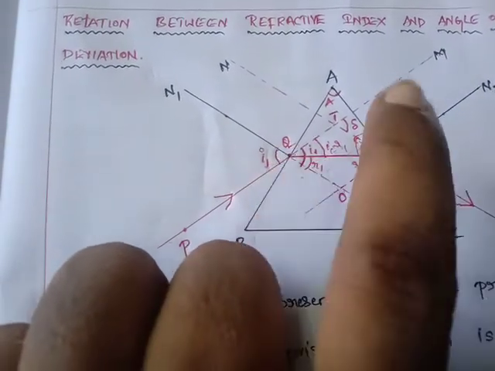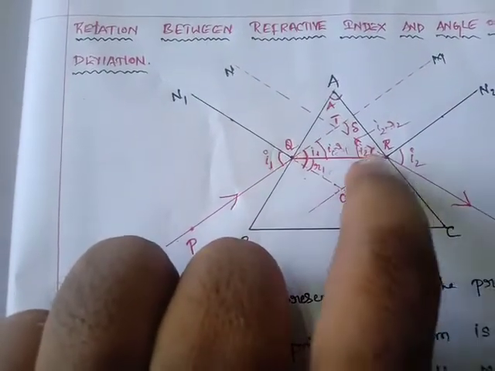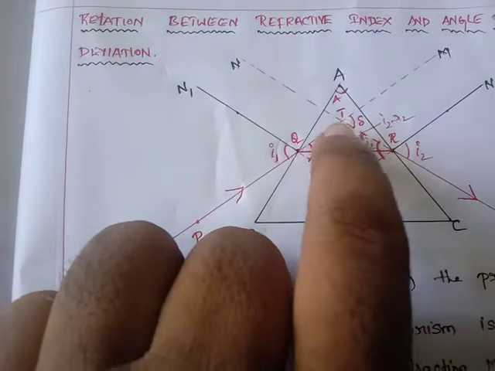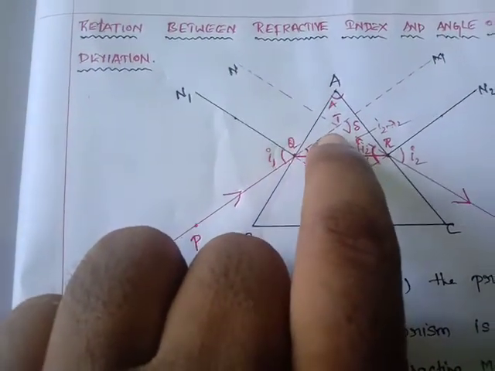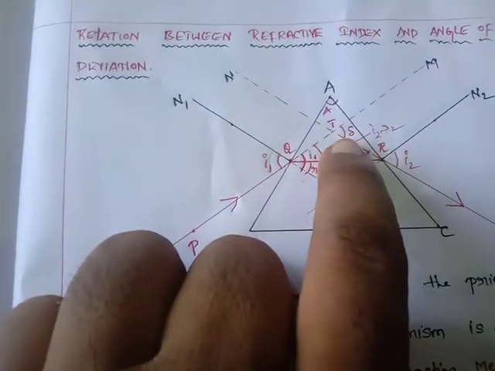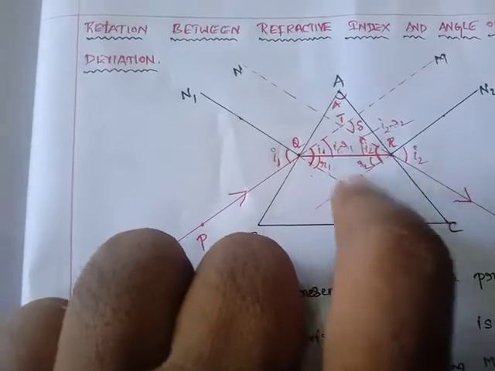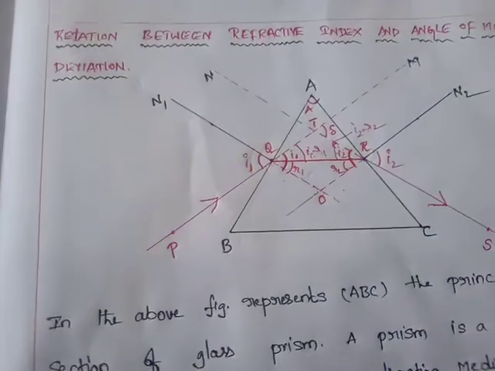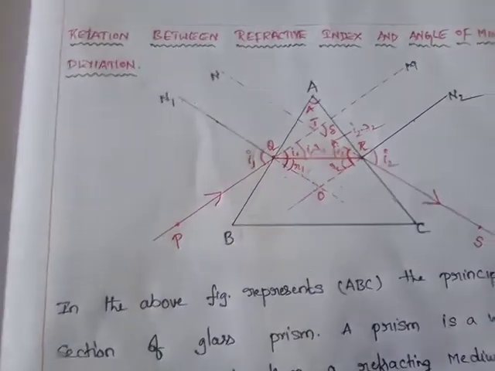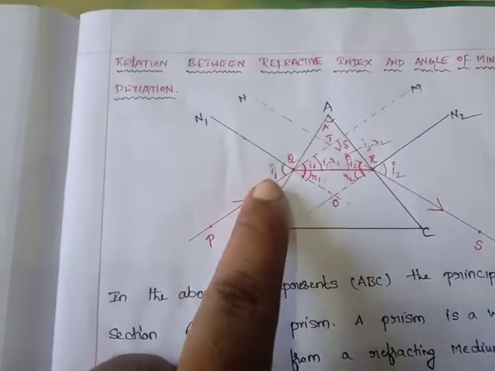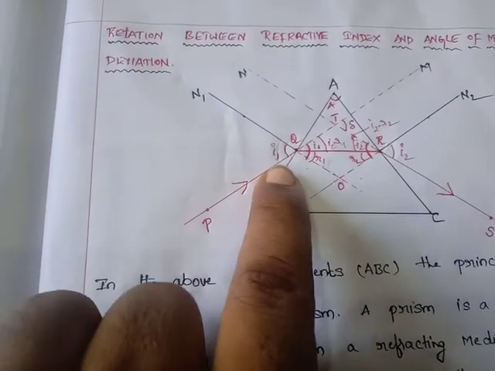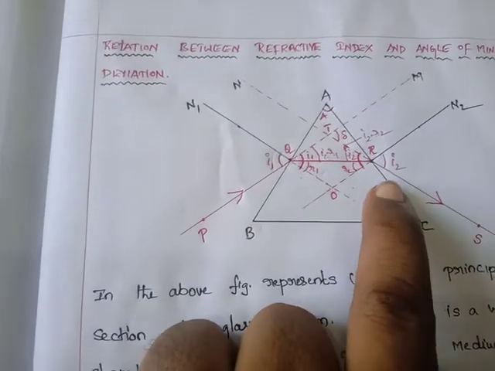So the minimum deviation can be the angle made by NTQ. So whenever MTR is equal to NTQ, the minimum deviation angle is nothing but the angle of deviation. When it represents the angle of deviation, all the angles are equal here. So the angle of incidence I1 from face 1 is equal to the angle of incidence I2.